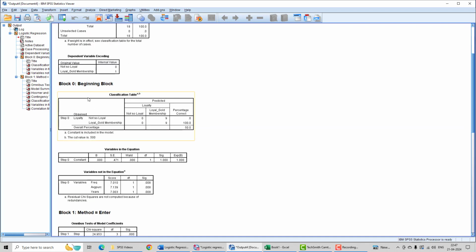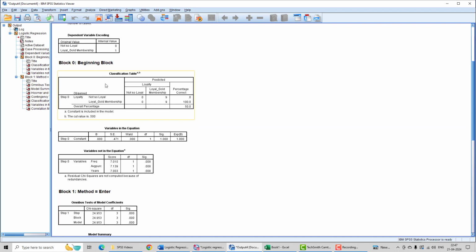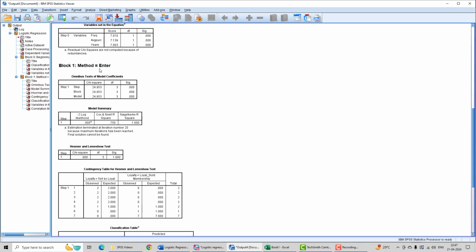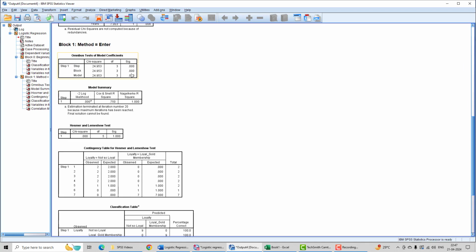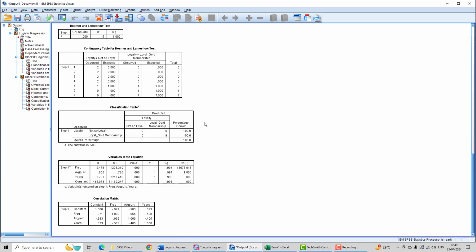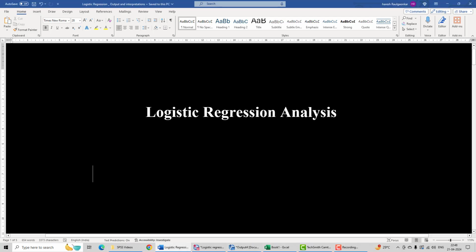So this is the initial block 0. We don't have to look at the initial block, but after the regression has taken place with the enter method, we got these results. So here we are going to look at the model summary table, the Hosmer-Lemeshow test, then the classification table, and then the variables in the equation to make the model. All these tables I have already copied on the Word doc. So let us move to the Word doc.